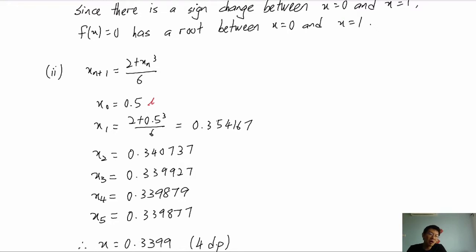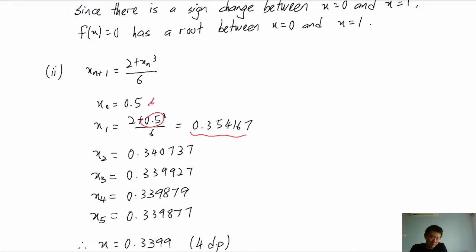remember, for the first value, usually we have to show how we get it. We only have to do this for the first calculation that we do. So we just substitute the 0.5 into the iterative formula, and this is the first value that we get from the calculation.